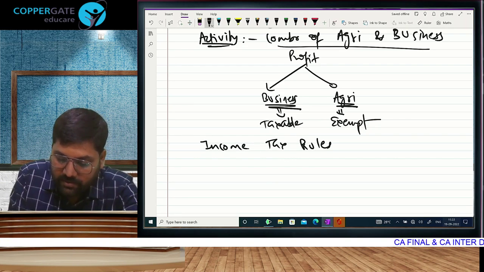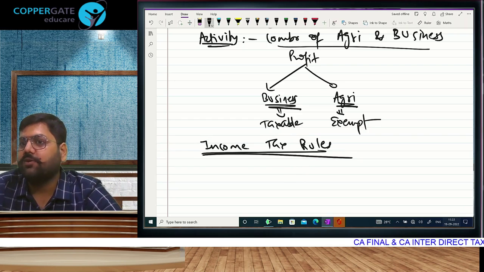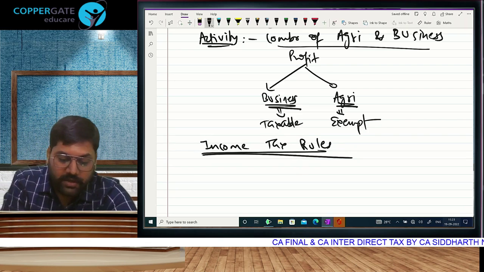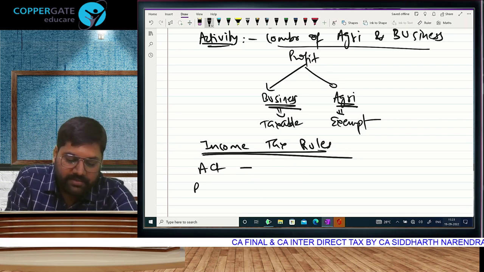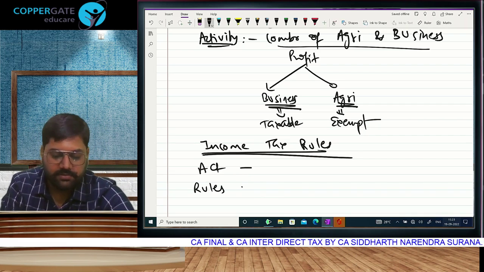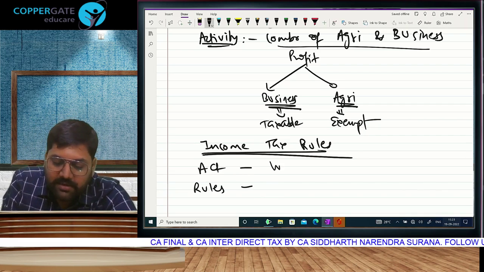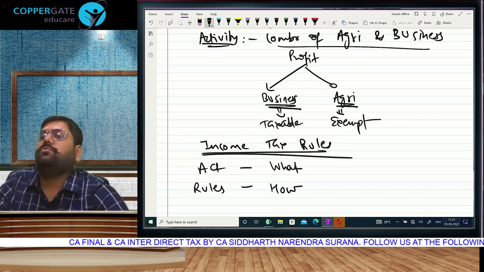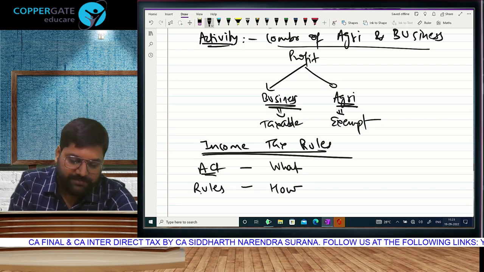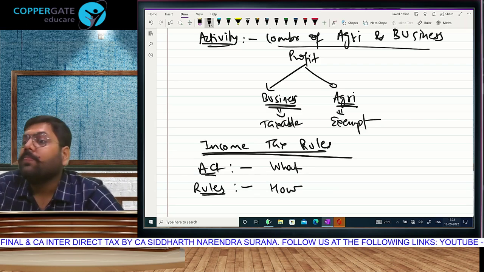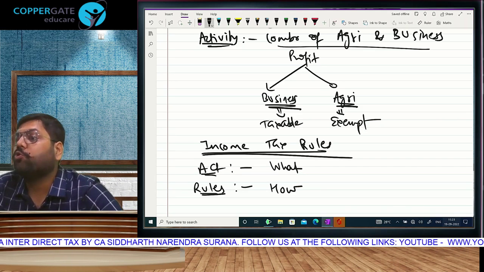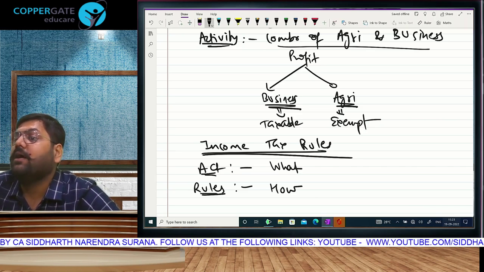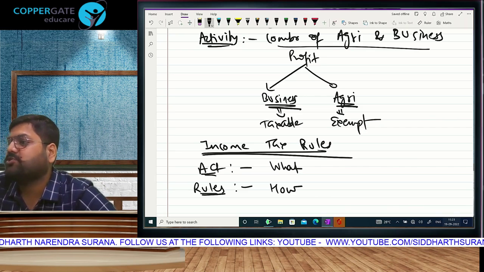इसके लिए we have been given income tax rules. इनकम टैक्स का रूल्स are given to us. There is something called Income Tax Act and there is something called Income Tax Rules. The Act will tell you what to do, the rules will tell you how to do. For example, Income Tax Act बोलता है that if your turnover exceeds 1 crore rupees, तो get your books of accounts checked, that is audited by a chartered accountant, famously known as tax audit.